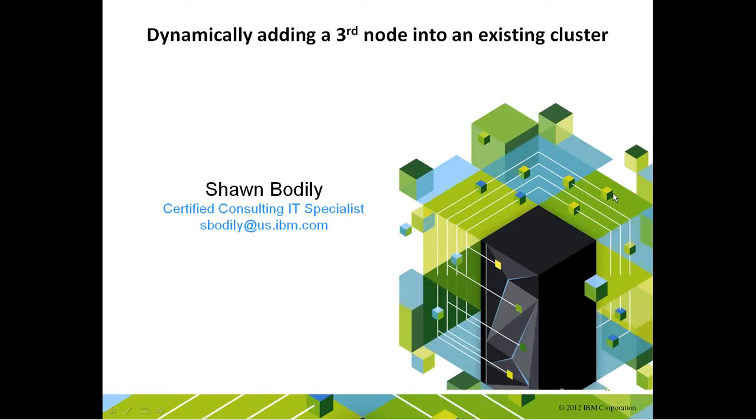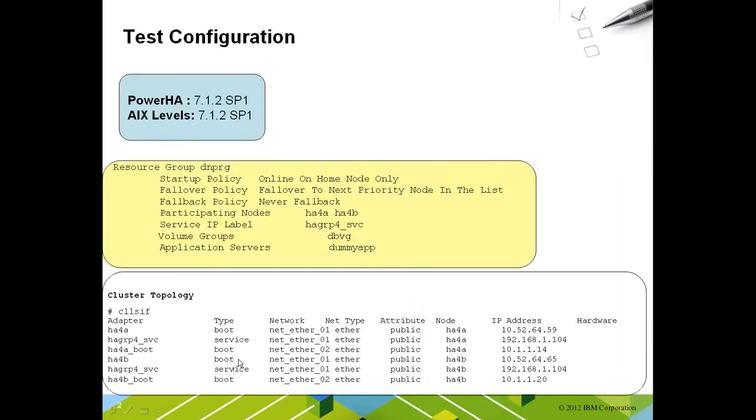And I'm about to demonstrate how to dynamically add a new node into an existing and active PowerHA cluster. Now this says a third node because the huge majority of clusters are two-node clusters, and in my demonstration I also start with a two-node cluster, but this process can be used to add any new node into an existing cluster. So having said that, let me give an overview of my environment.